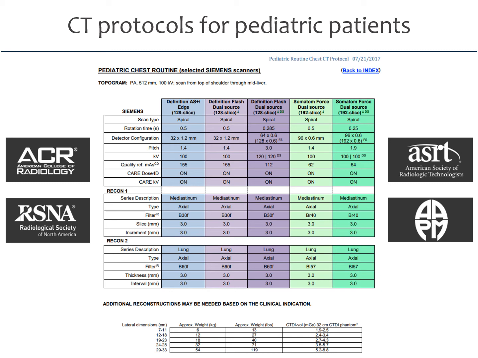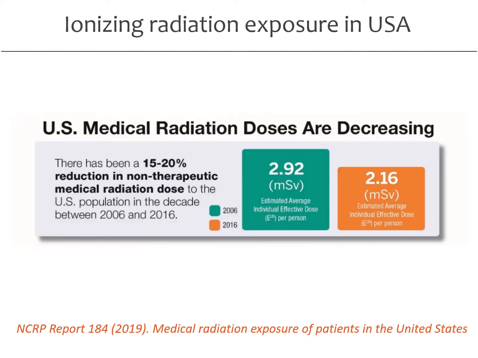Thankfully, in nuclear medicine, we didn't have that issue. Pediatric doses were established very long ago for nuclear medicine exams. And it is thanks to ALARA that the annual cumulative medical radiation dose to the US population has dropped by almost 20% between 2006 and 2016, from almost 3 millisieverts to 2.2 millisieverts.